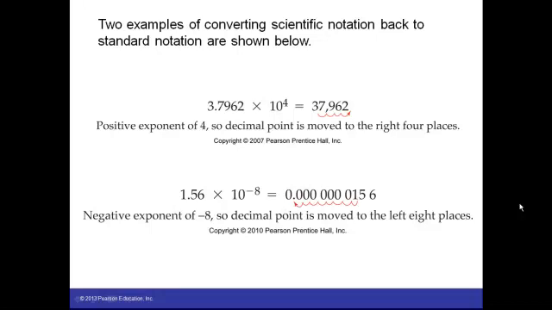37,962 as our answer. In this case, when we're recovering this number, the -8 indicates that it's a very small number, so we have to move our decimal place to make this number a very small number. And we move it out 8 places until we get 0.000000156. And that is scientific notation.